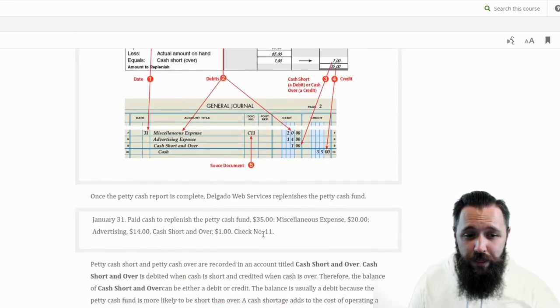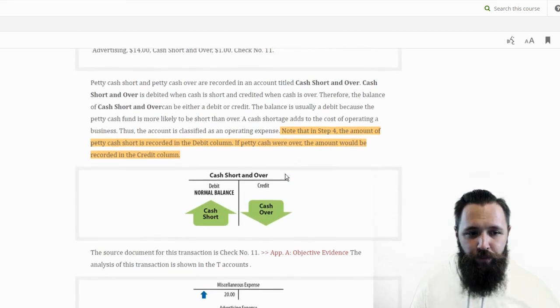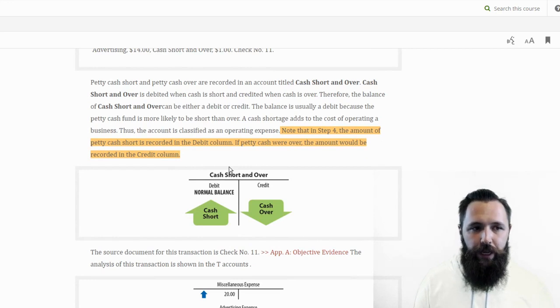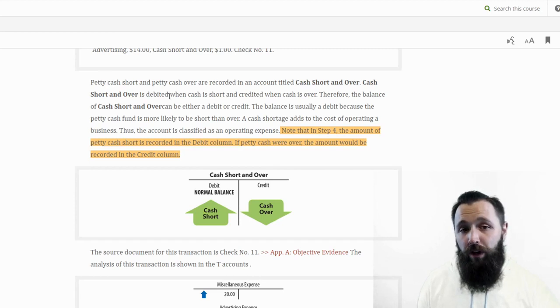When we go down to the bottom here, we can see the cash short and over. And it says petty cash short and petty cash over are recorded in an account titled cash short and over. Cash short and over is debited when cash is short and credited when cash is over. Therefore, the balance of cash short and over can be either a debit or a credit.